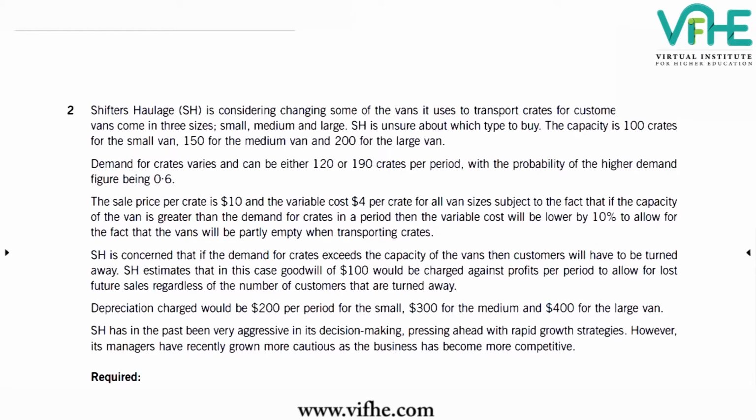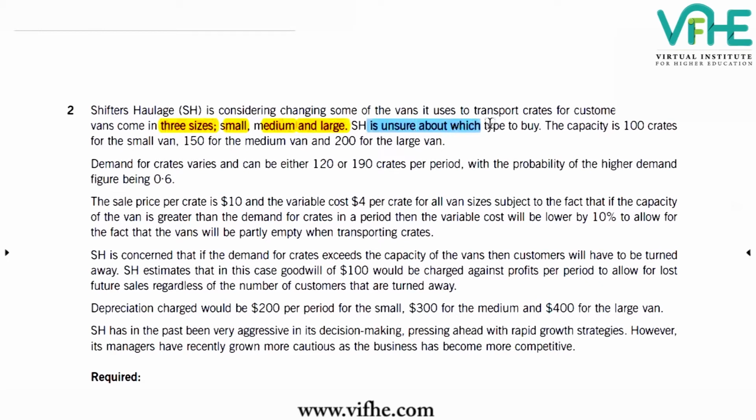And the first task that I'm giving you is to figure out what is DA here and what is state of nature. Remember, when probabilities are attached, it is state of nature, because this is something outside the control. Shifter Haulage is considering changing some of the vans it uses to transport freights for customers. The new vans come in three sizes. So there are three sizes of vans: small van, medium van, and large van.